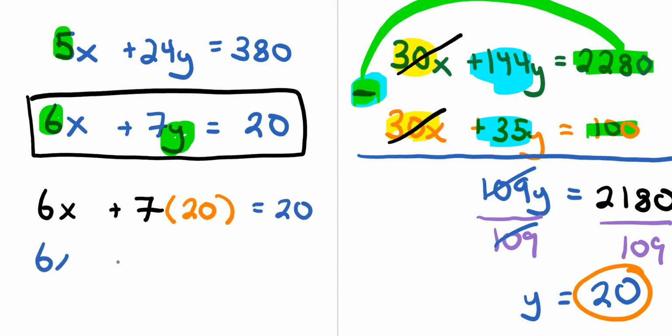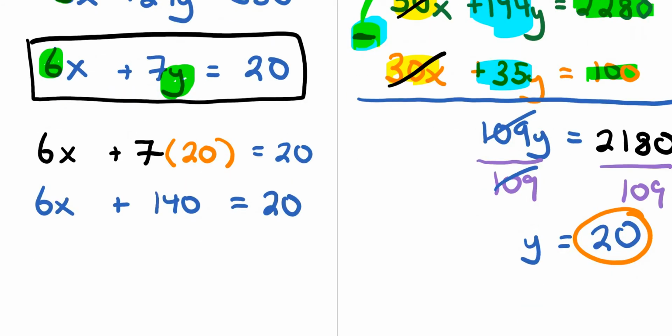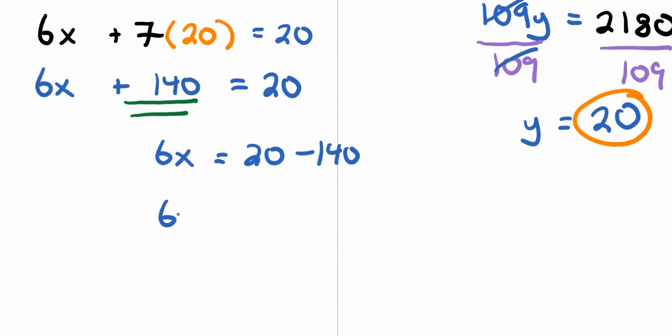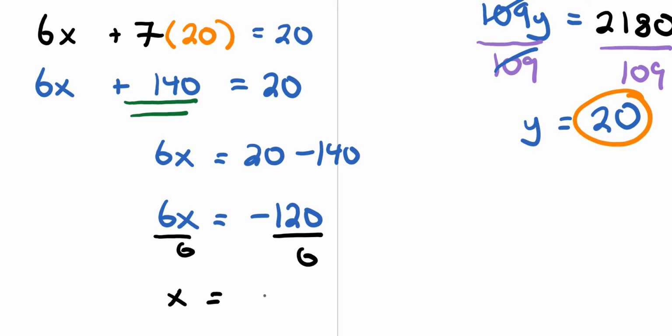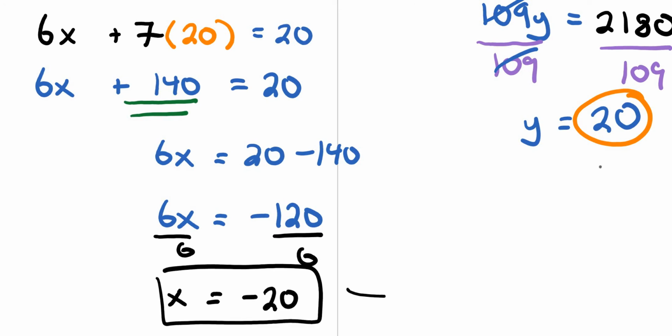And let's go ahead and just figure this out. 7 times 20 is 140. And then this will be 20 on the right hand side. And then what we need to do next is you take this 140 and move that to the right hand side. So that's going to be 20 minus 140. Then I have 6x equals to negative 120. And then you can divide both sides by 6. And if you do that, x will equal to negative 20. So x equals to negative 20 and y would equal to positive 20 as your final answers.